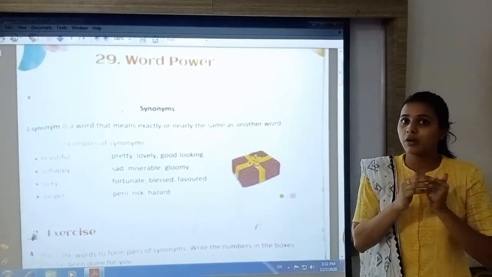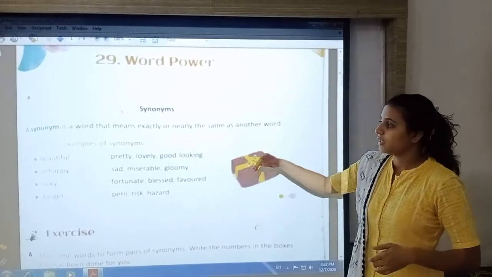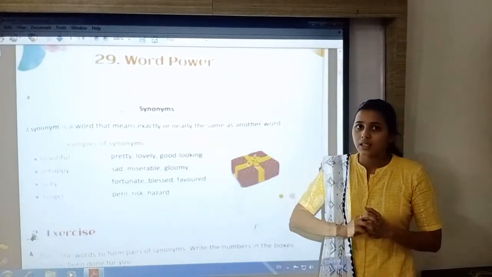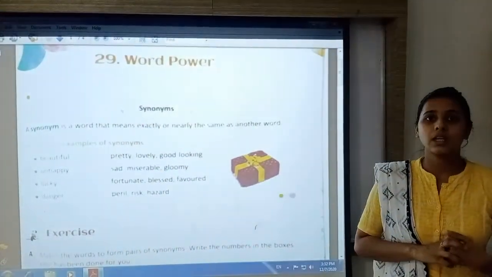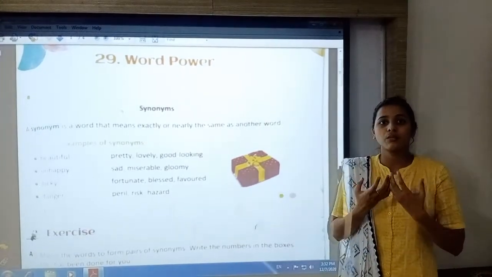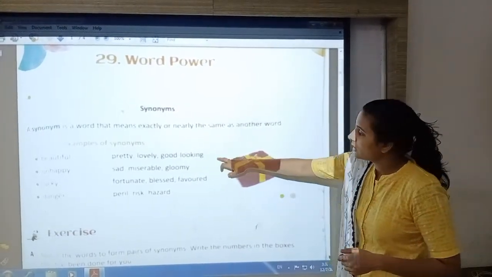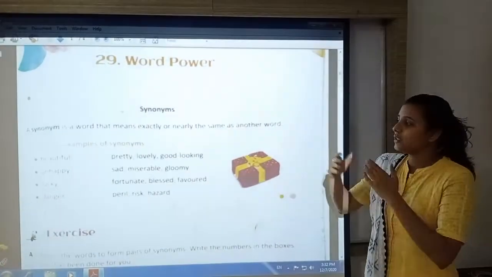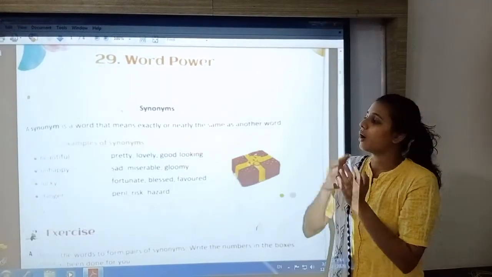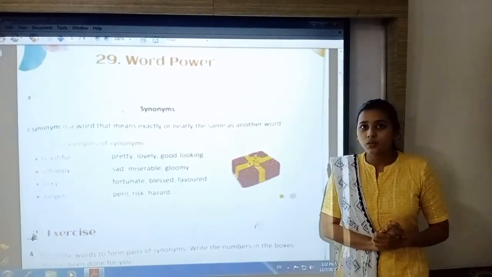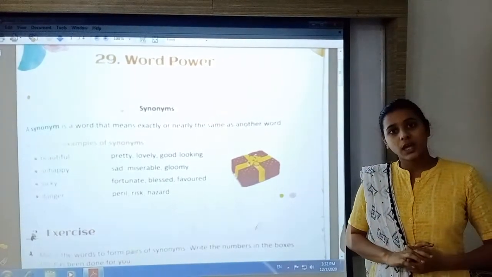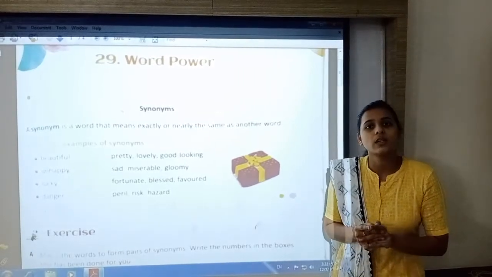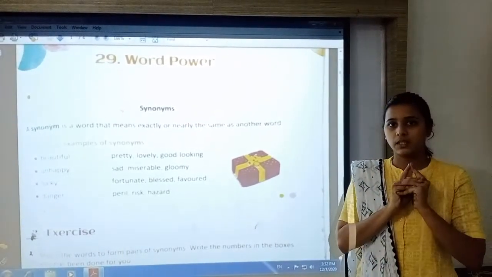Beautiful, synonym of beautiful is pretty, lovely, good looking. What does it mean? It means that something is very nice and beautiful. Now all these words have the same meaning. That means these words are synonyms of another word. So in this way, those words which have similar meaning or relatively similar meaning are known as synonyms.